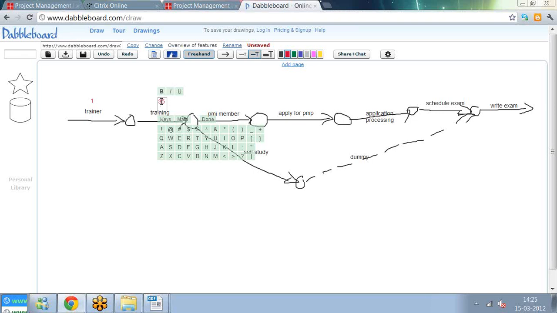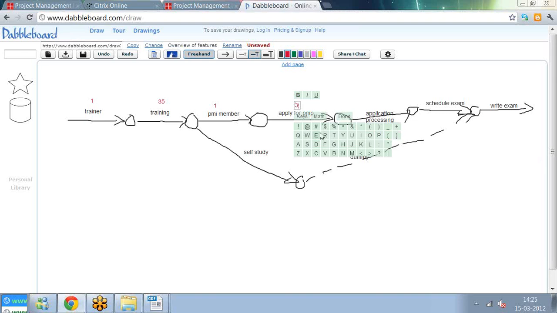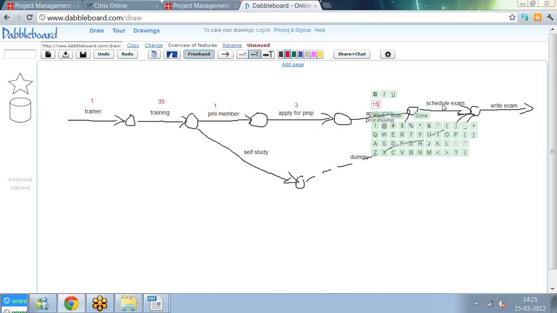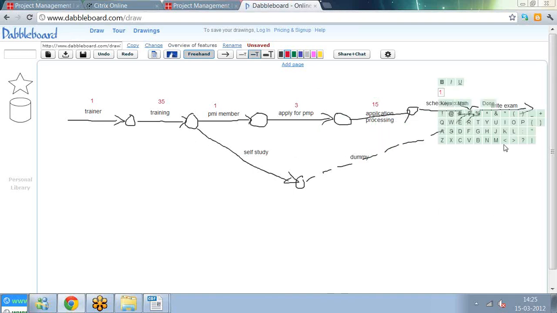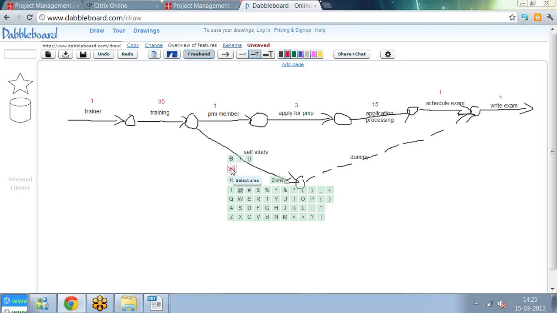In the work package, WBS, we are talking only about the effort. When it comes to the activity on arrow and activity on node diagram, we are talking about durations. Now, become a PMI member, let's say it will take 1 day. Apply for PMP, let's say 3 days to complete your application. Application processing by PMI may take 15 days. Scheduling the exam is just 1 day. And writing the exam may be just 1 day. Self-study, in your case, maybe let's say 35 hours of self-study.